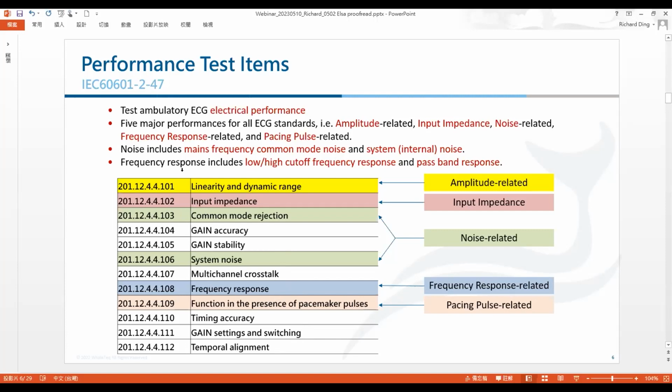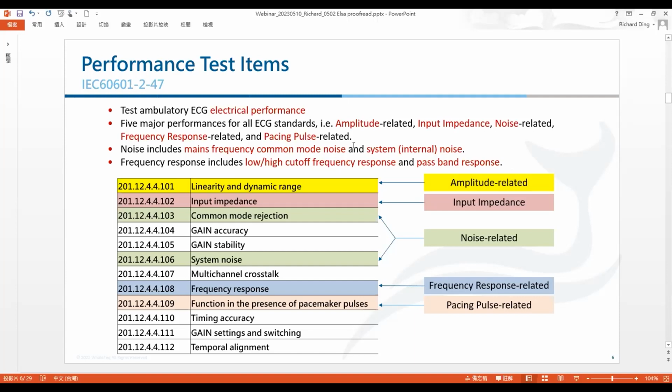There are 5 major performances for all ECG standards, including the -2, -25, and -27. The first is amplitude related. You can see here the 101 test item, linearity and dynamic range, is for amplitude accuracy testing. The second one is input impedance. All standards have an input impedance test here.